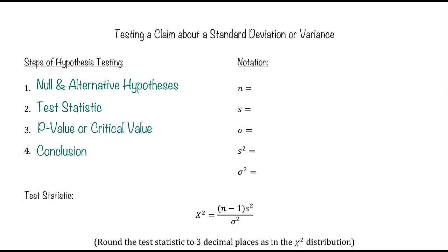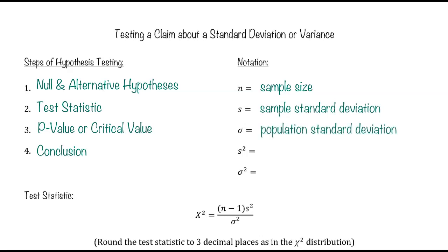It's also important that we understand correct notation. Lowercase n is the sample size. Lowercase s is the sample standard deviation. Sigma is the population standard deviation. S squared is the sample variance. And sigma squared is the population variance.